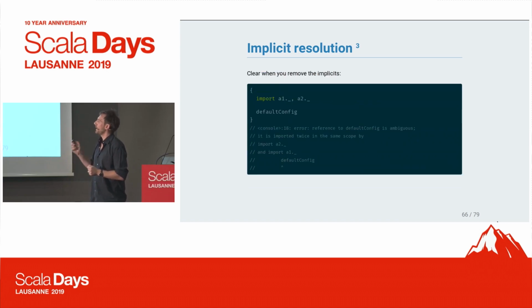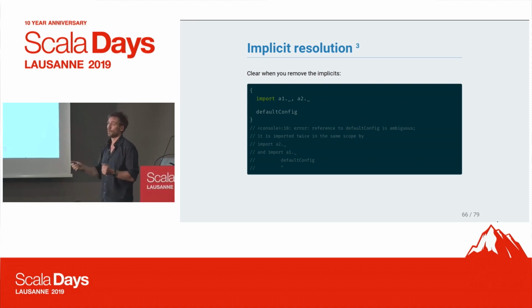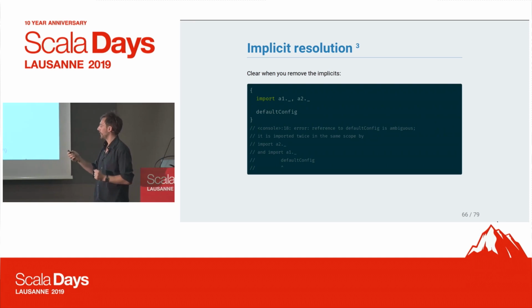It's actually quite clear what happens when you remove the implicitness of this. If you were to import both A1 and A2 and ask the compiler to use default config, it's going to tell you, well, it's ambiguous. I have it both from A1 and A2. Which one do you want to use? And this is very clear, this error message. So when I don't have an implicit thing stuck in the middle, I understand what happens.